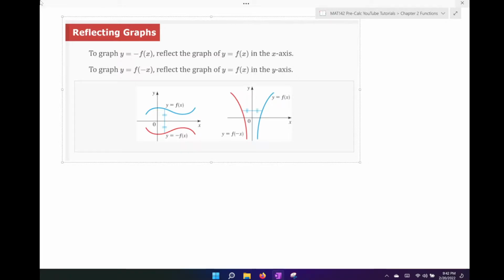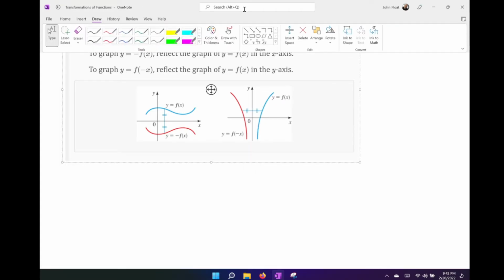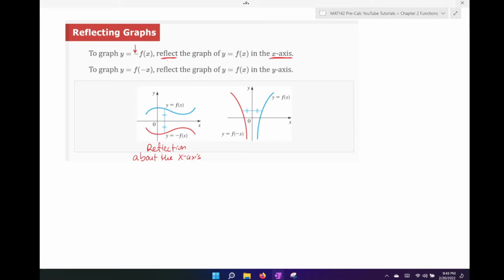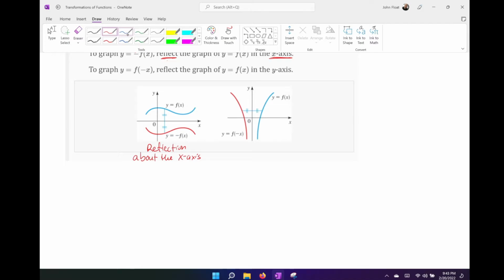Now, when we talk about reflecting graphs, you want to take very careful notice of where that negative sign appears. So if the negative sign is on the outside of the parent function, you will reflect over the x-axis. So this would be like the very first picture right here. So this is a reflection about the x-axis.